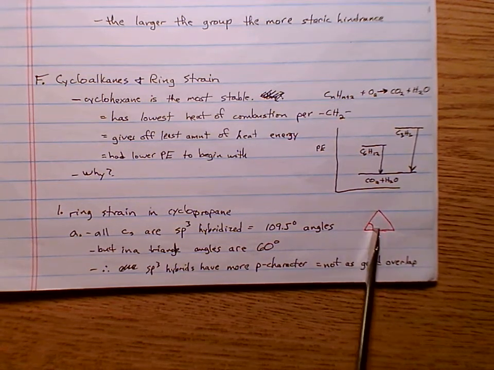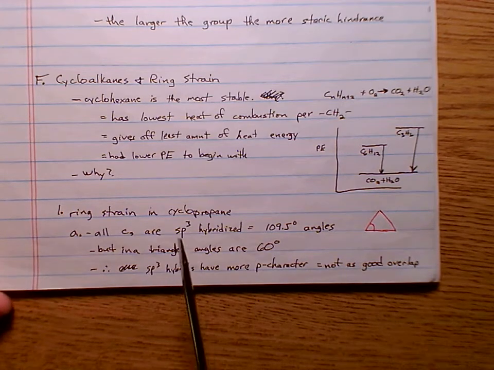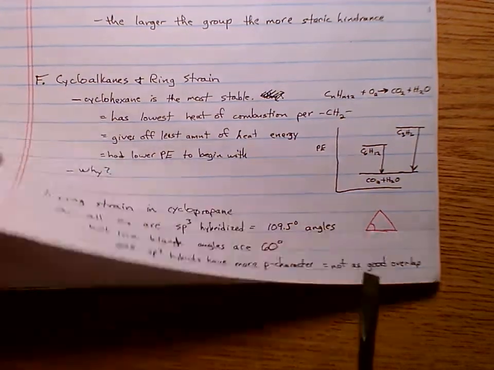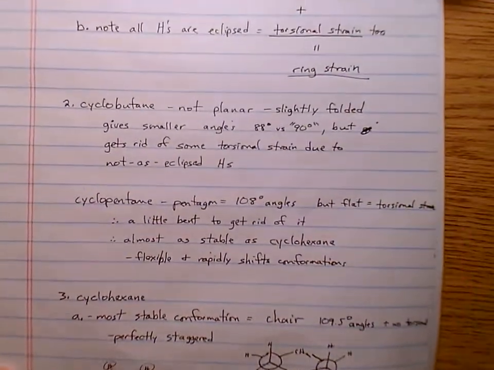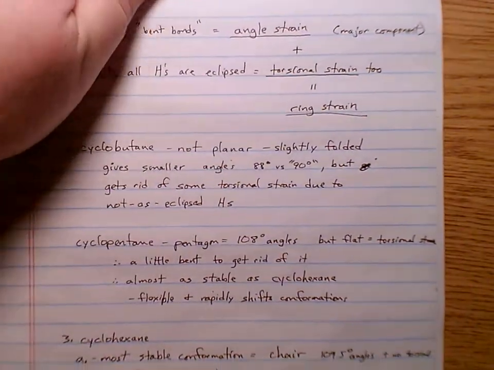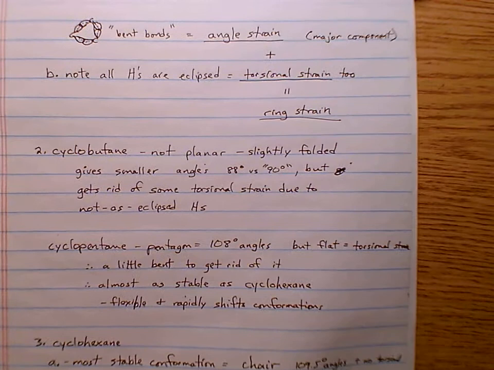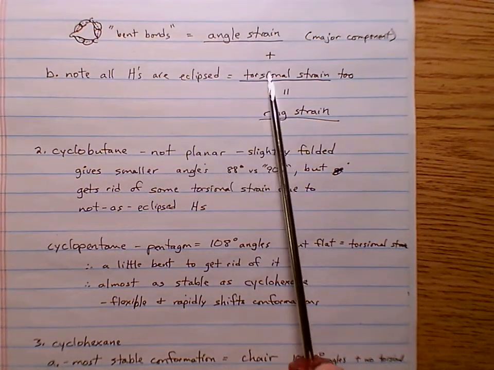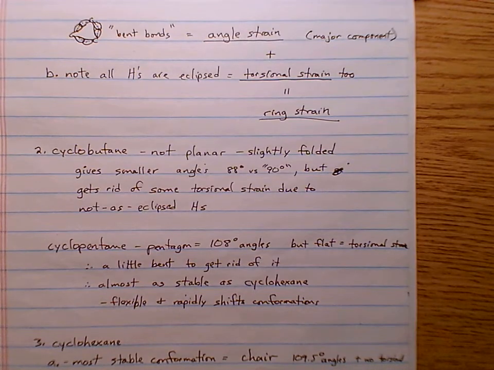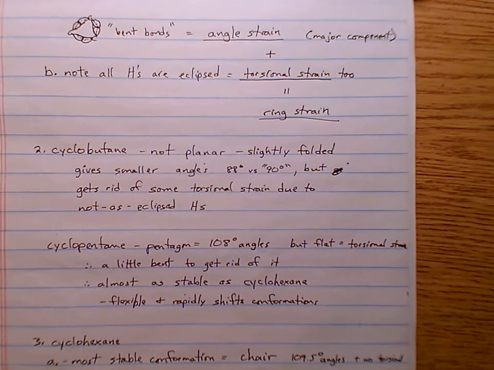We also have this angle strain here, and torsional strain plus angle strain gives us ring strain. And cyclopropane has a lot of ring strain. The bonds are actually, if you look at it, kind of bent a little bit in cyclopropane. So our torsional strain plus angle strain equals our ring strain. Cyclopropane, lots of ring strain.